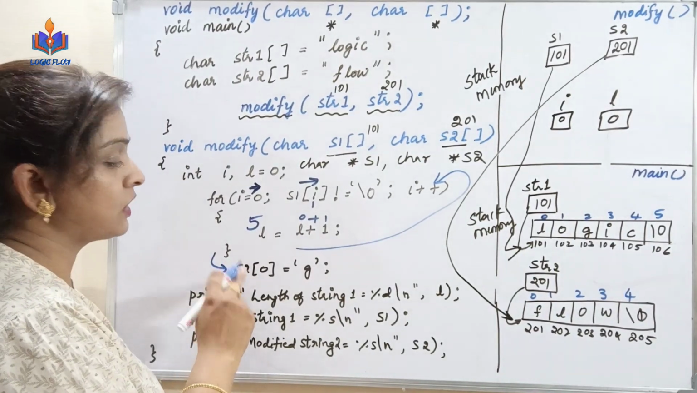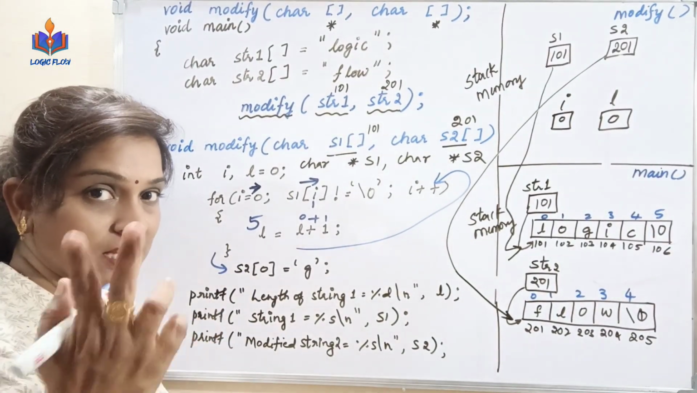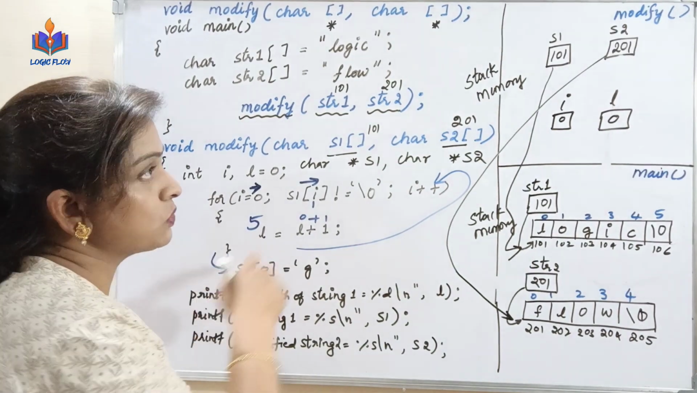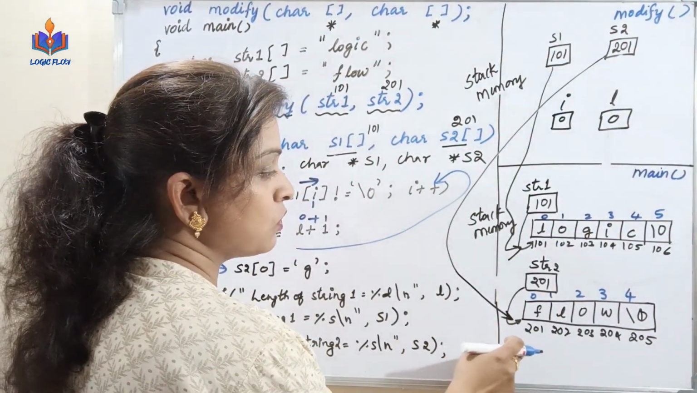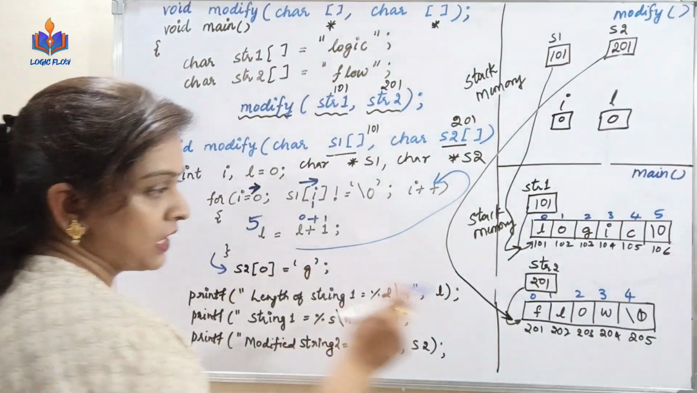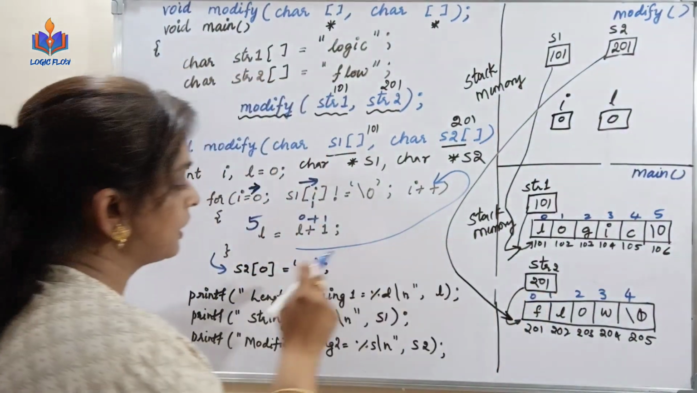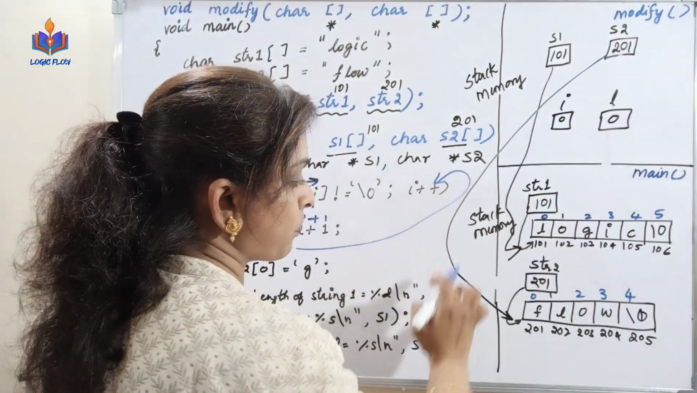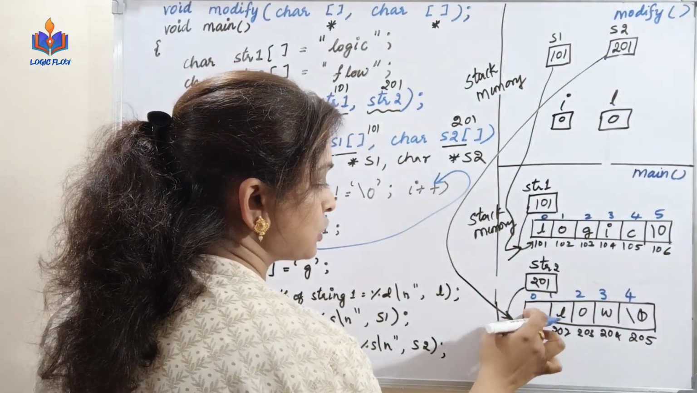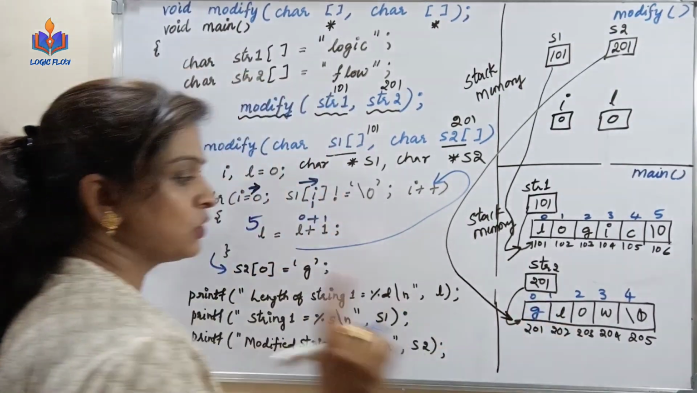Then I am going to modify the second string. S2 is pointing to 201. I say S2 of 0, S2 of 0, change the character to G. So what I am doing here, S2 is pointing to 201, S2 of 0, I am changing to G.